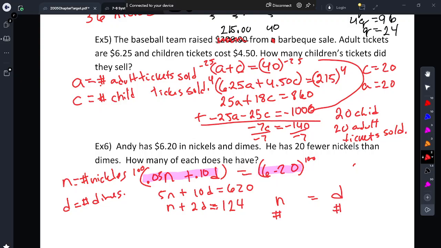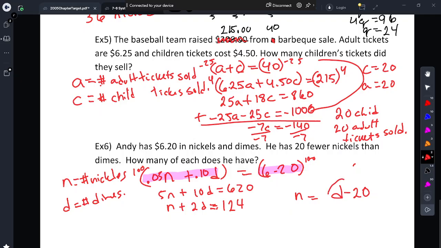N is 20 less than D. So I don't take away 20. This is wrong. Don't write this. I don't take away 20 from the one that's already 20 less. How do I get them equal? I could add 20 to N. That would work. Or I could subtract 20 from the D's, which is what we're going to do. So there's my second equation, right? Let me clean this up. N equals D minus 20.